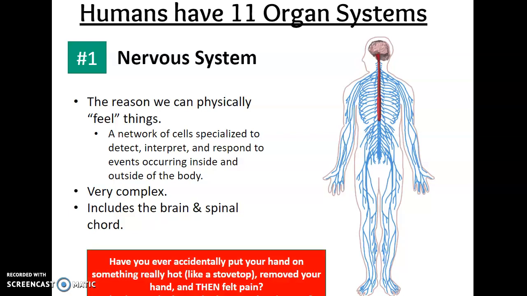And it's interesting because the nervous system is one of the communication systems in the body that tries to keep us safe. So if you've ever accidentally put your hand on something really hot, like a stovetop, and then had a reflex action to remove your hand, and then it feels pain. Well, why do you think your body reacted in this way? Well, it's because it's protecting you. So it's because that nervous system triggered a response before your brain acknowledged that this was hot or unsafe.